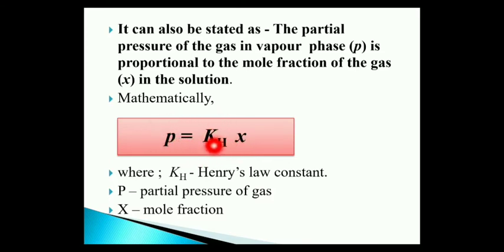So we have understood that Henry's law states that at a constant temperature, the solubility of a gas in liquid is directly proportional to the pressure that is applied on the gas. Or we can also say that the partial pressure of the gas in the vapor phase is directly proportional to the mole fraction of the gas. Henry's law is given by the expression p = KH X. p is partial pressure, X is mole fraction, and KH is Henry's law constant.